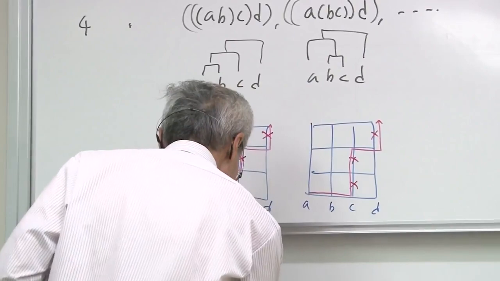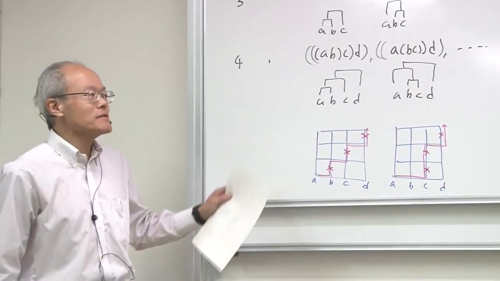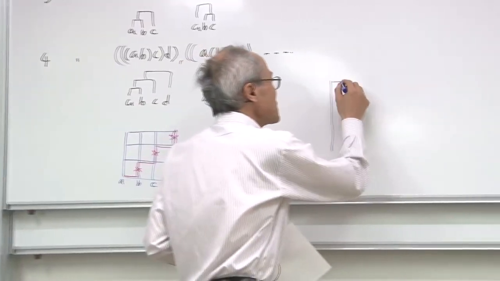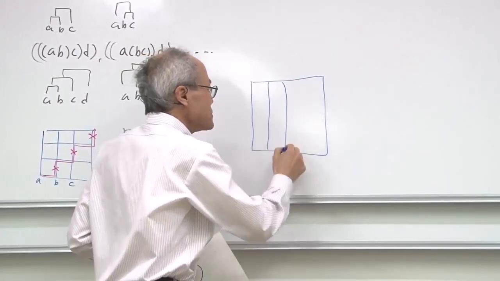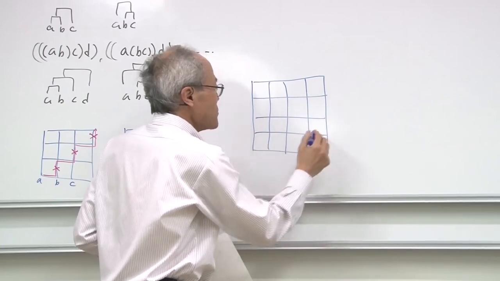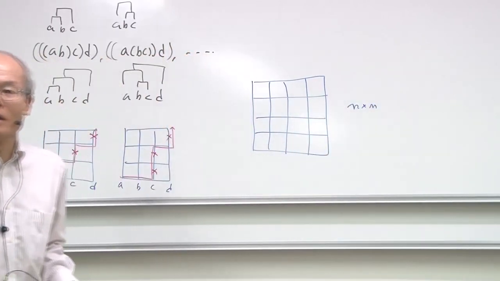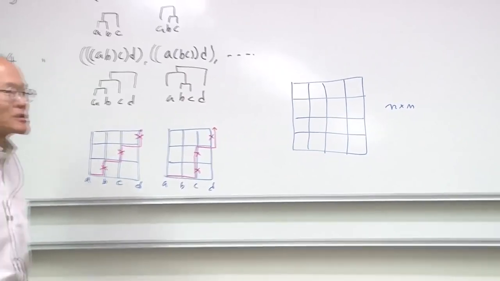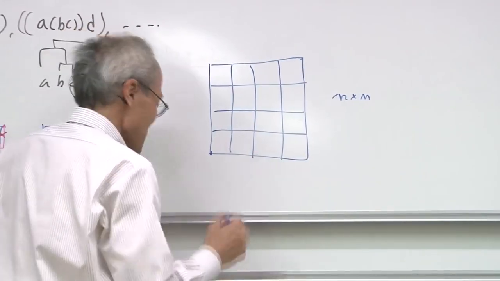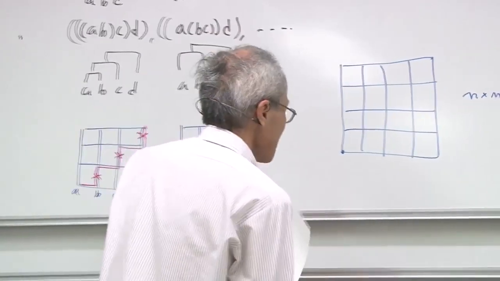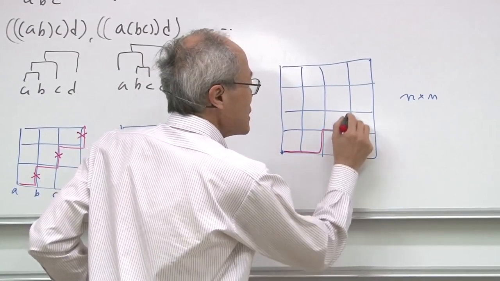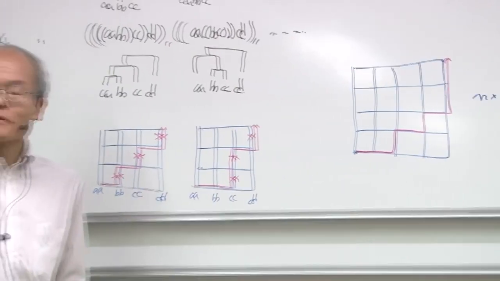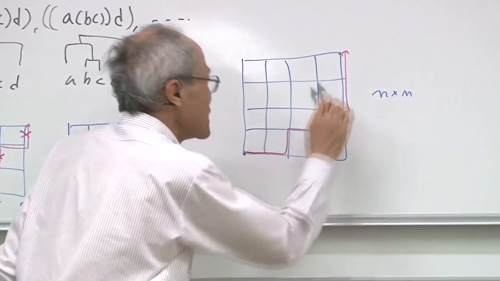So that means that if you are given n matrices, then you consider a mesh of n by n. Each order of multiplication corresponds to a route from here to here. Something like this. Okay? So each order of multiplication just corresponds to a route from here to here.